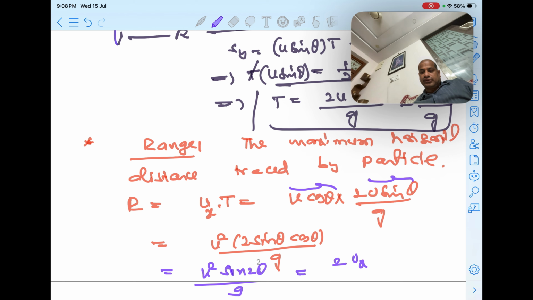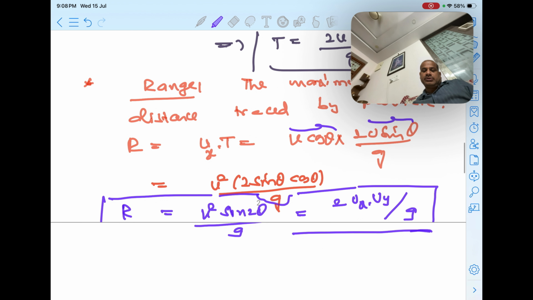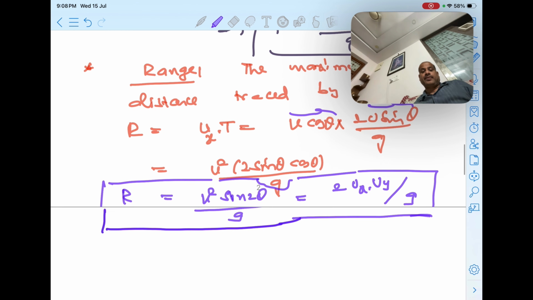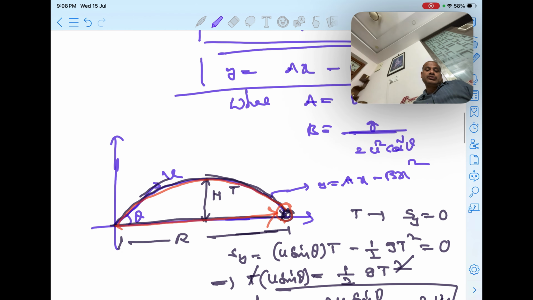I can also write 2 times x component into y component by g. This also you can write as range formula. So the maximum horizontal distance traced by a particle is called range. Okay, and the time taken is called time of flight. Then this height is called what height?